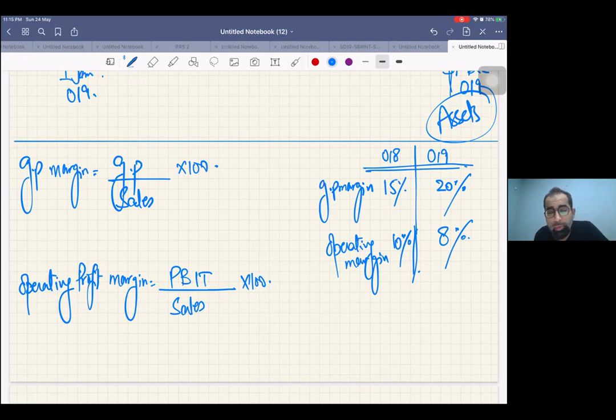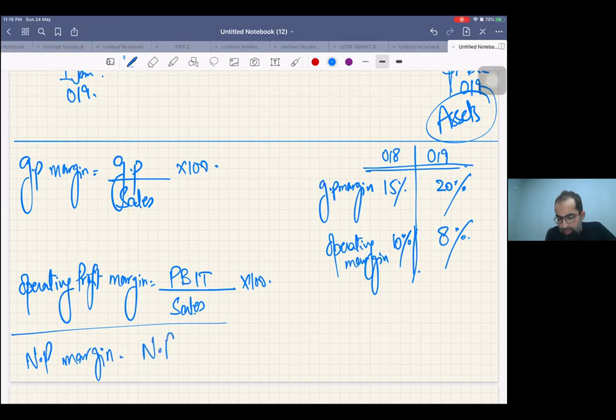When you talk about operating profit margin, operating profit is basically PBIT. Operating profit margin is operating profit upon sales into 100. And when you talk about NP margin, net profit margin, the NP margin is net profit upon sales into 100. So in simple terms, this is a very famous statement: margin means profit as a percentage of sales, right? So if you want GP margin, that is GP upon sales into 100. If you want operating profit margin, that is operating profit upon sales into 100. If you want NP margin, then NP upon sales into 100.